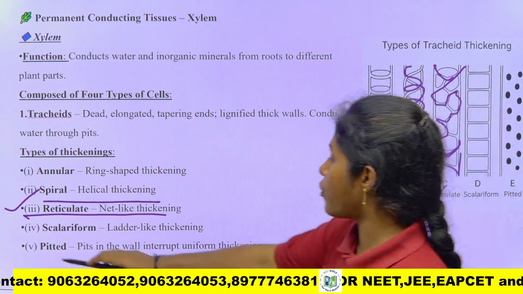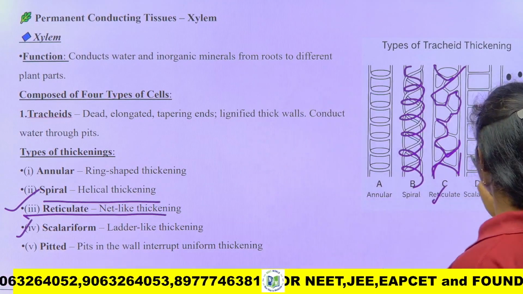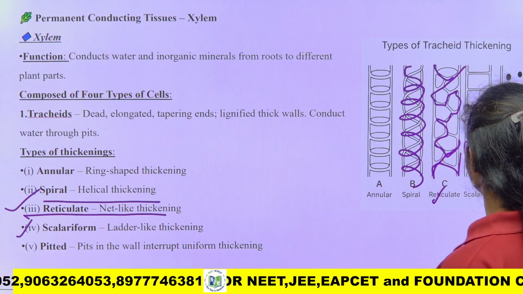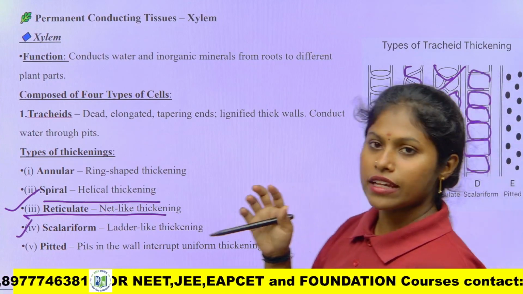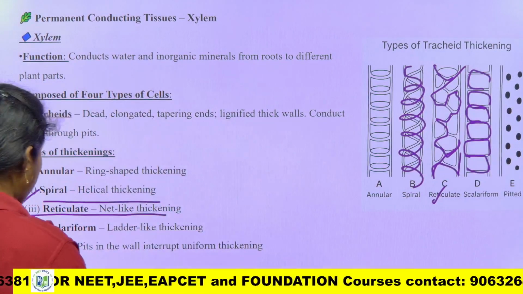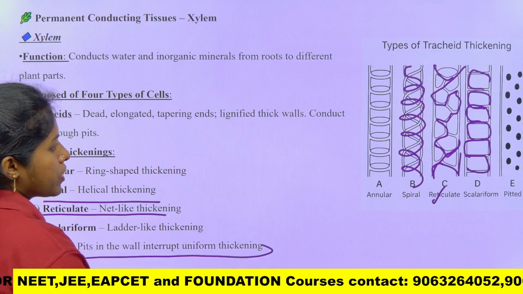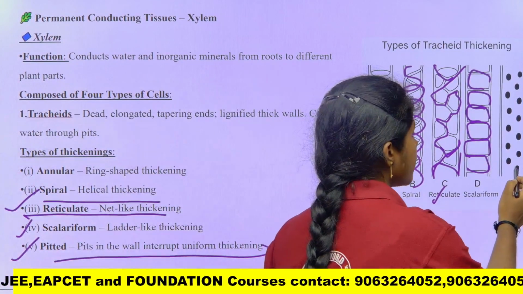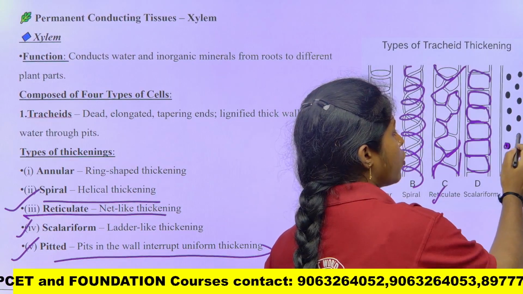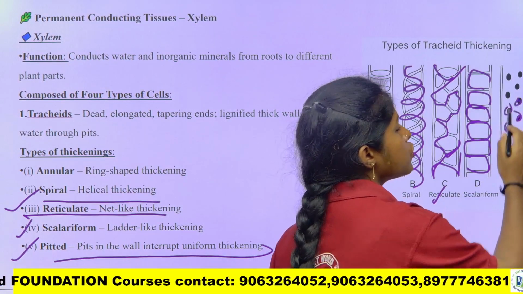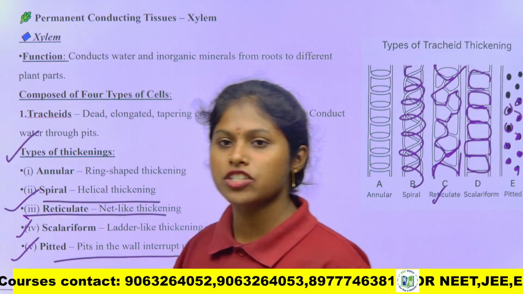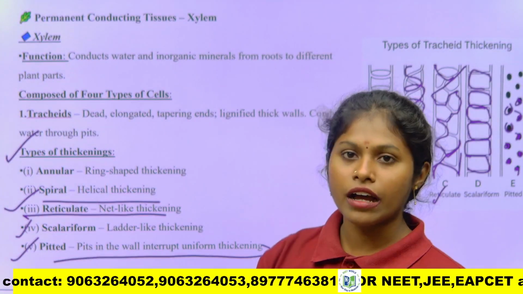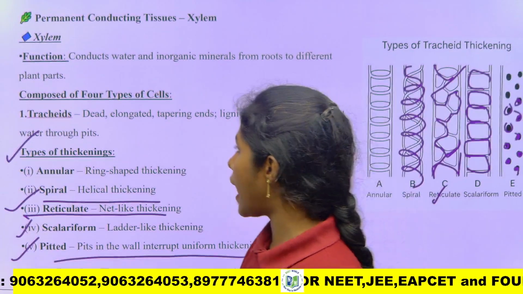Coming to the scleriform, they are ladder like. The thickenings are like a ladder, and the water is transported through it. Coming to the pitted: pits in the walls interrupt uniform thickening. See here the depositions, with some pits, and through those the conduction of water happens. So tracheids also have types. What are they, children? Annular, spiral, reticulate, scleriform and pitted.